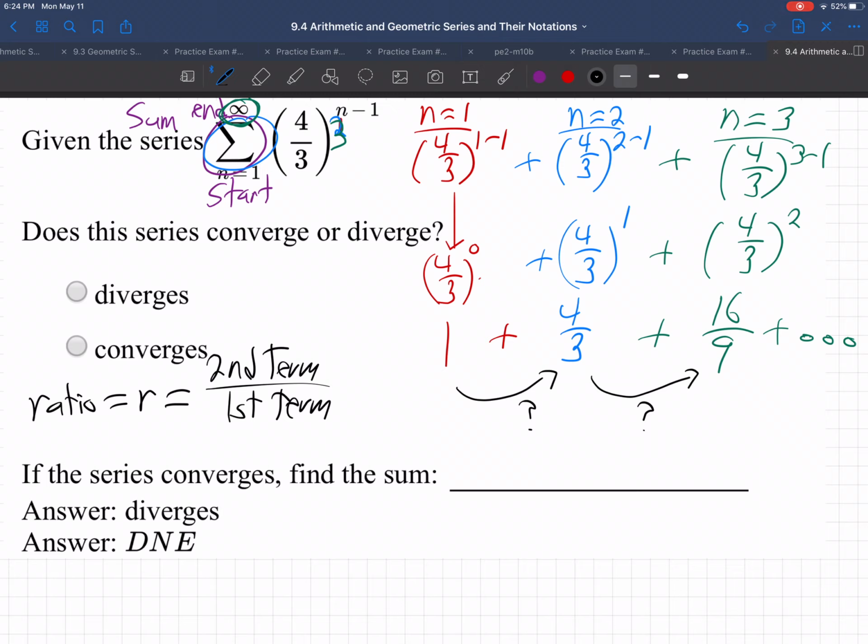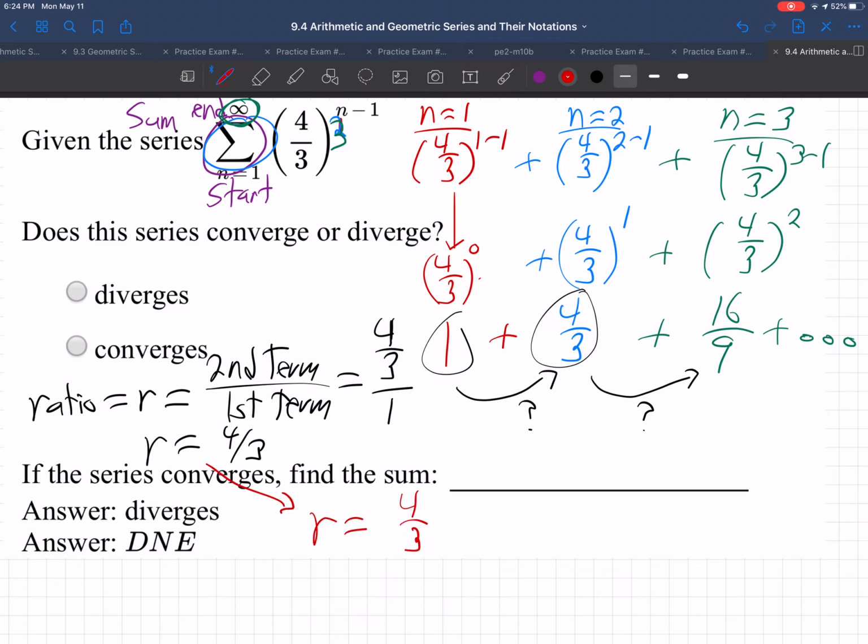So you can take the second term over the first term. So the second term, 4/3, over the first term, over 1. Well, that's easy. That's just 4/3, isn't it? Because anything divided by 1 is just itself. So our R equals 4/3. Divide that on your calculator, you get 1.333 forever.